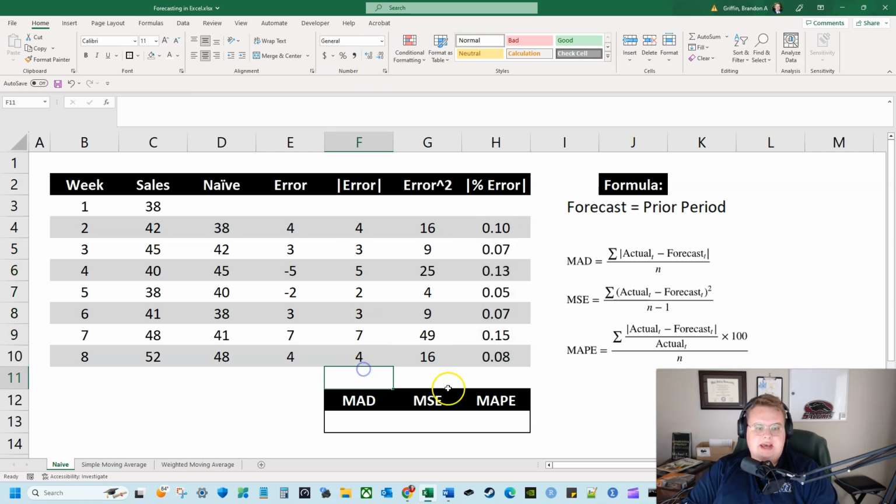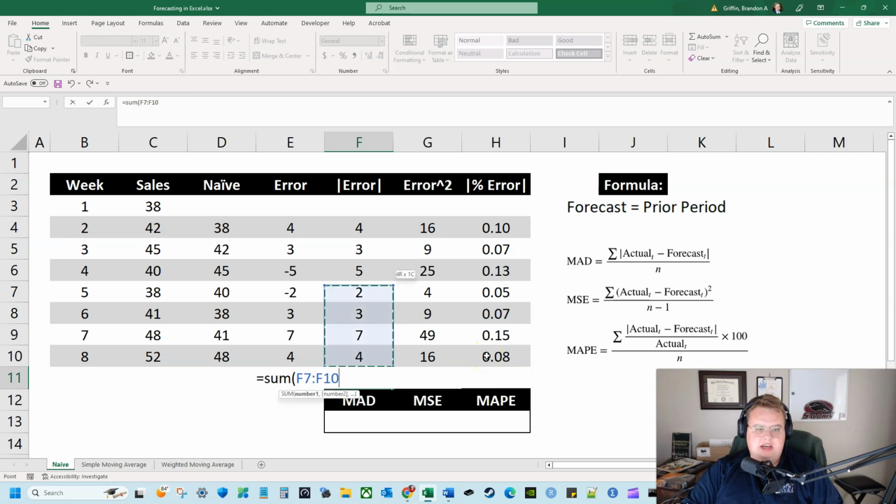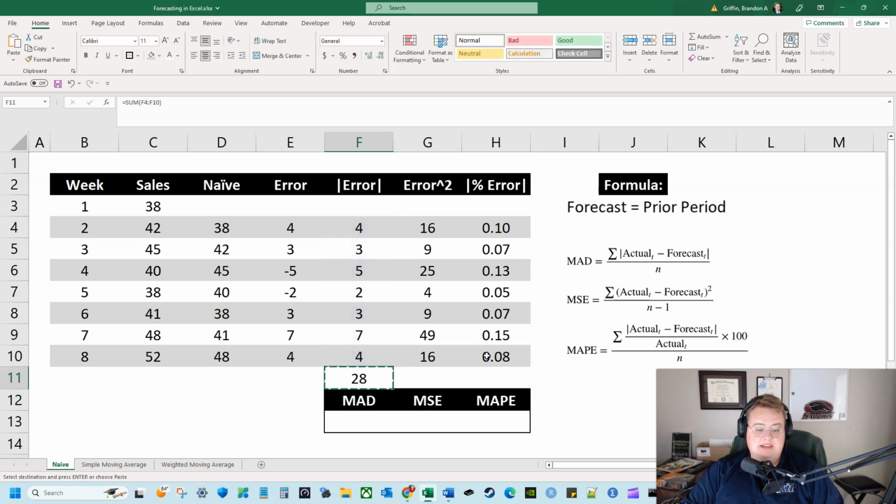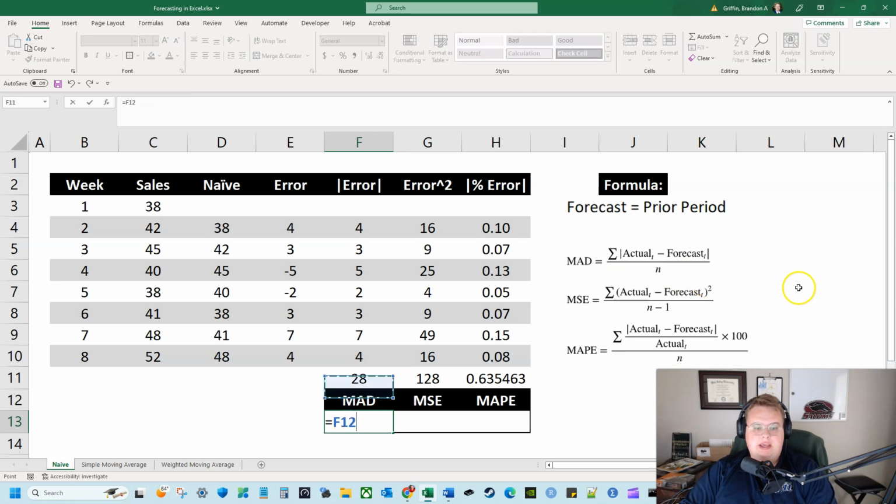All right, so now to calculate these different forecasting summarizing measures, I need to sum all of the errors. So for the MAD, I'm going to sum all of the absolute errors. For MSE, mean squared error, I'm going to sum or add up all of the squared errors. And for MAPE, I'm going to add up all of those percentage errors.